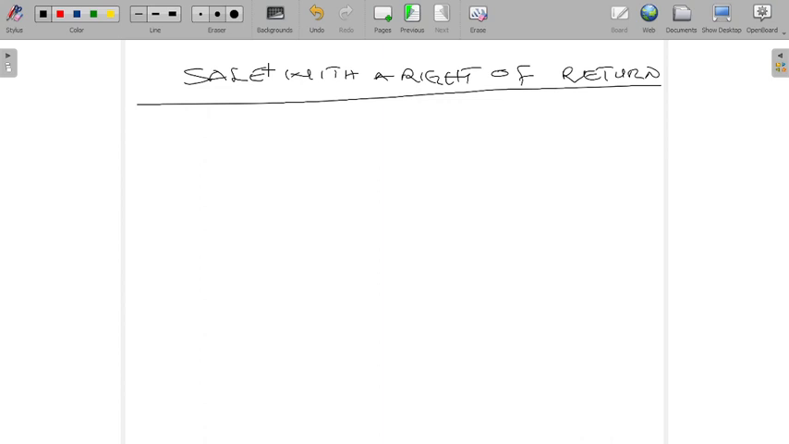Okay, good morning, class. Today we are going to look at sales with a right of return as our topic. And what does this mean? It is a situation whereby you make a sale, but there is a possibility that the customer will return part of those goods to you. So that is what sales with a right of return means.